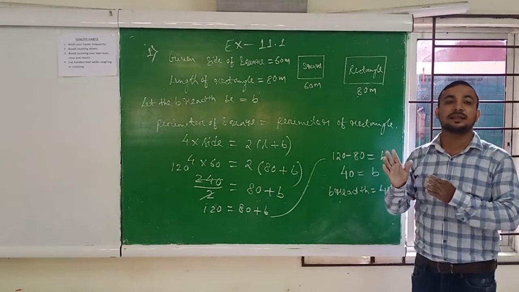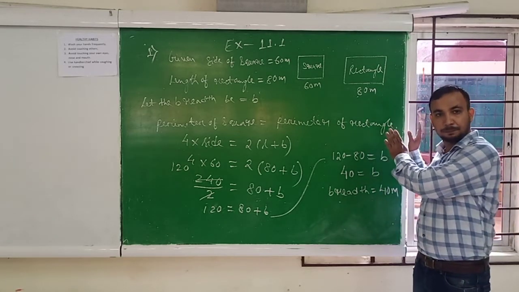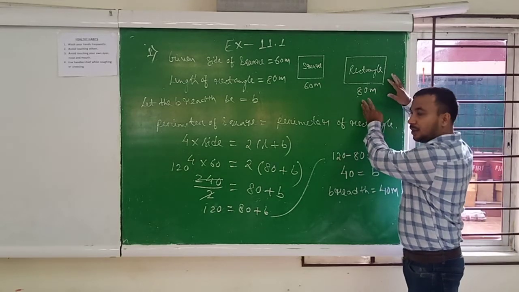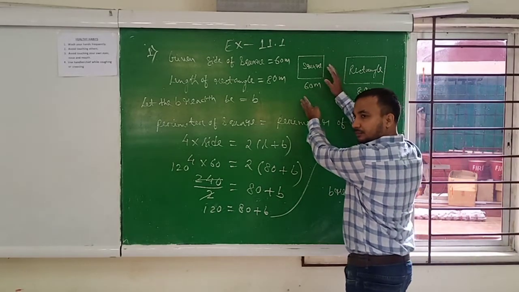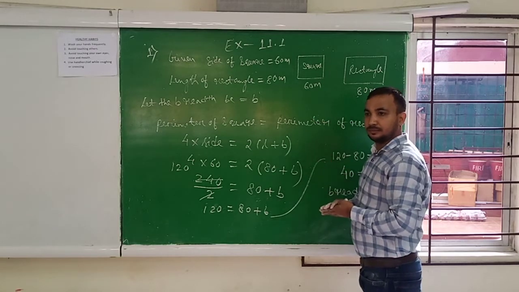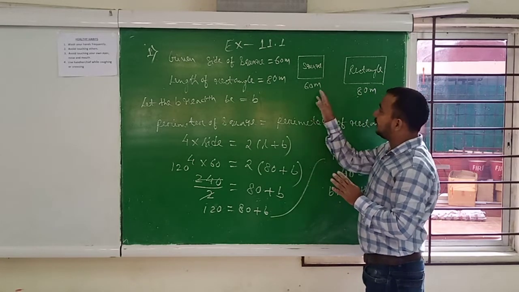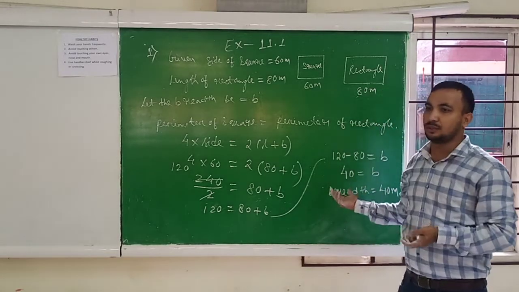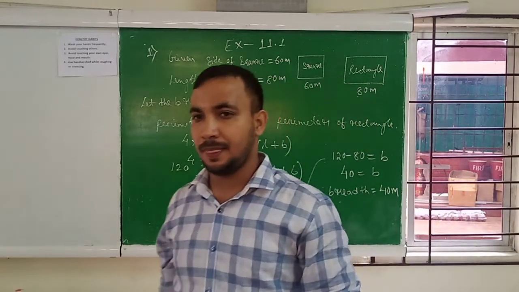You need to find the area of the rectangle separately. Then after finding the area of the rectangle, you find the area of the square also. Then you compare which one is larger. Okay? So to find the area of a square, it is side square. And to find the area of a rectangle, it is length into breadth. Please do that.